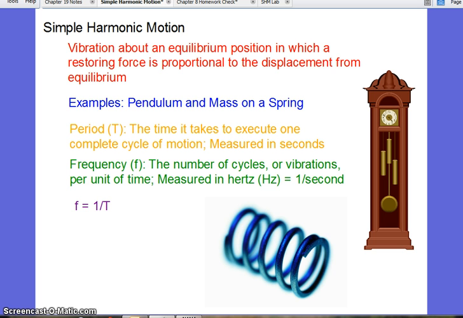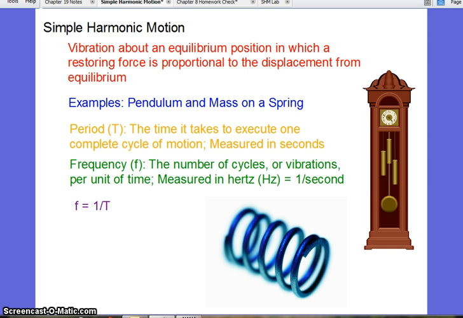When talking about simple harmonic motion, there's two things that we're going to discuss, and that first thing is the period, and this is the time it takes to execute one complete cycle of motion. In other words, it's the time it takes for a pendulum to move back and forth in one cycle. So it is the amount of seconds it takes to move over and back. For a spring, it would be the amount of time it takes to move up and back down. So the period is the time it takes, measured in seconds, to go through one complete cycle. The abbreviation of period, the symbol, is the letter T because it's measuring a time.